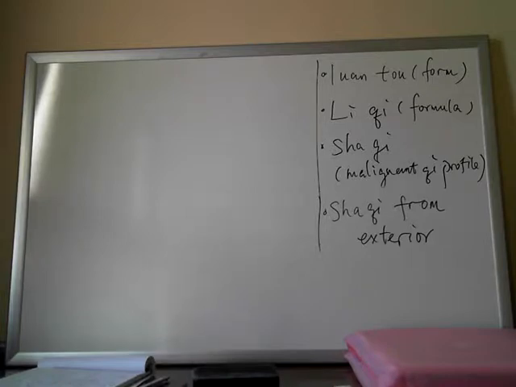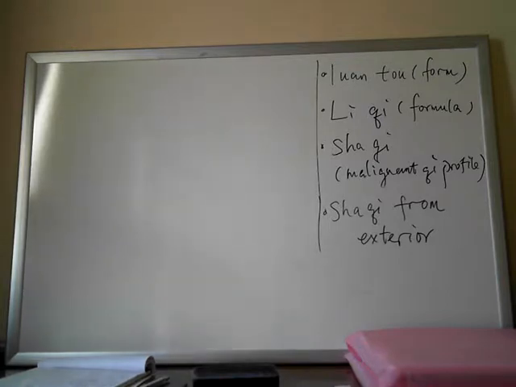From the perspective of feng shui, the form is important in that it can create sha qi. So what is sha qi? Sha qi is malignant. Usually we call it malignant qi profile. Okay, so the malignant here means the negative effect on the person, basically.